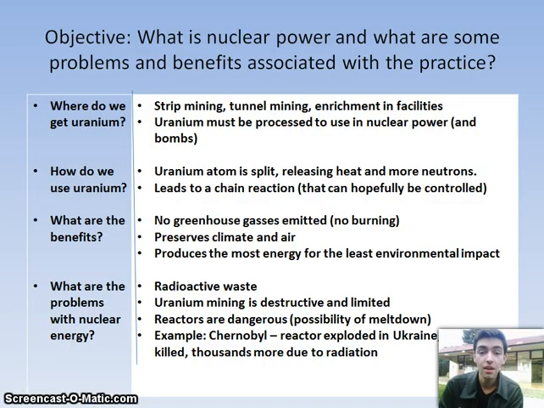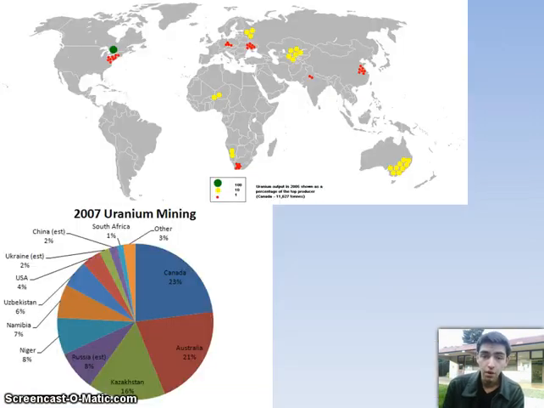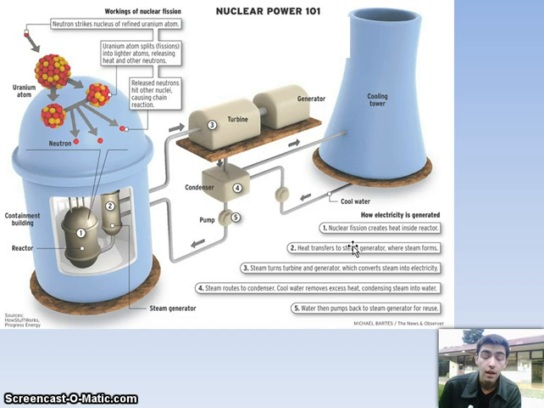Alright, so uranium, here's our objective for today. What is nuclear power and what are the problems and benefits associated with the practice? So most importantly, where exactly do we get uranium? Well, uranium is found predominantly in the areas around here, and here, and that's Australia, Canada, and Kazakhstan. As we can see, it's pretty much located there, so there aren't a lot of other sources available. Although that's not a big problem, because one of the big things with nuclear power is that we actually enrich a lot of our own fuel.